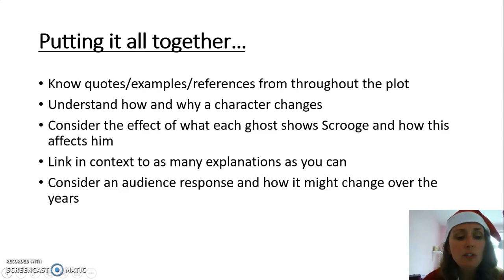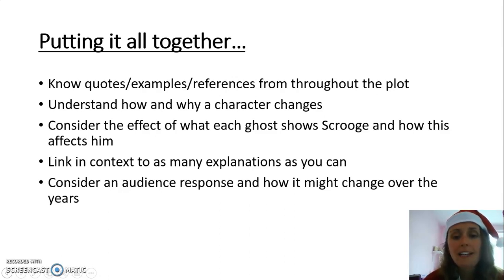You also need to understand how and why a character changes, so think about those specific events that a character experiences or sees to make them change. Another thing that you need to do is consider the effect of what each ghost shows Scrooge and how this affects him.